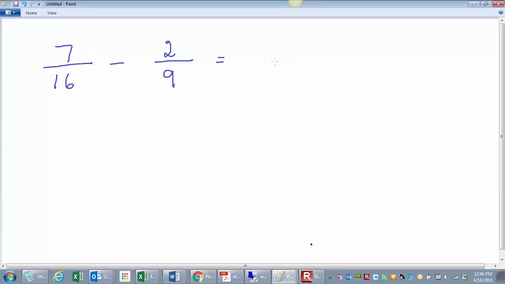Now notice that 16 in this case is nothing but 2 times 2 times 2 times 2, which is 16. 9 is 3 times 3. Therefore, there is no common factor between 16 and 9. And therefore, the lowest common denominator is going to be the product of 16 times 9.